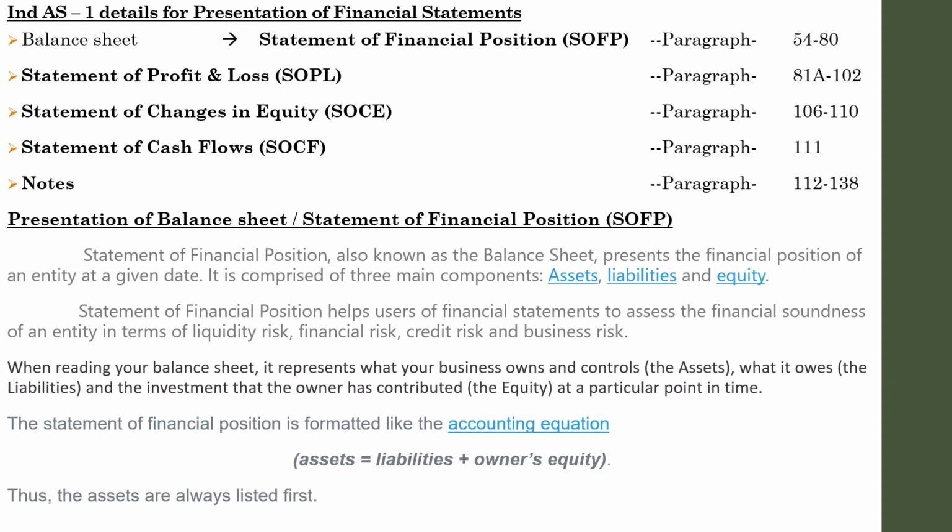But sometimes you may come across other texts where the authors have used another pattern in which they begin with liabilities followed by assets. So don't get confused. Anyway, the statement of financial position consists of three main items: assets, liabilities and equity.